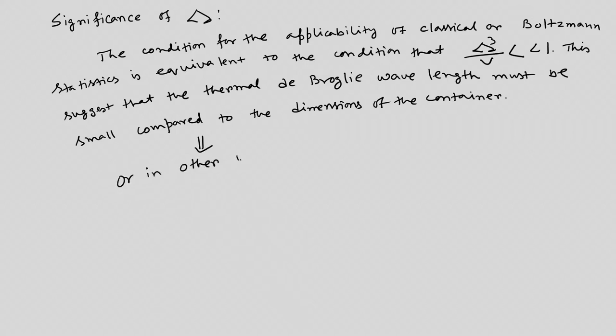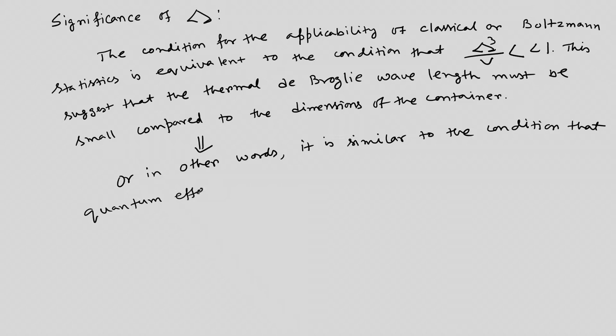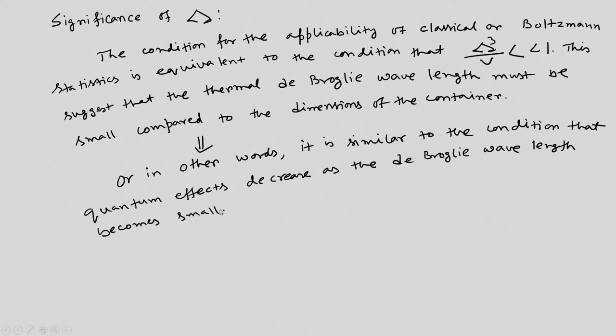Or in other words, it is similar to the condition that quantum effects decrease as the de Broglie wavelength becomes small. So basically, if lambda cubed by V is much smaller than 1, then classical or Boltzmann statistics can be applied.